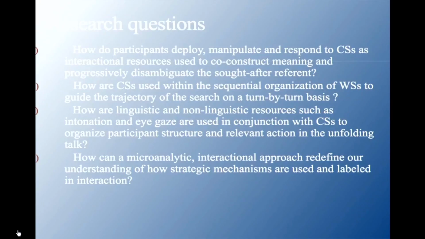These are the research questions for the study, and I'm not going to go over them right now. It's written in the abstract, and then I'll include it later in the discussion further on in this presentation.